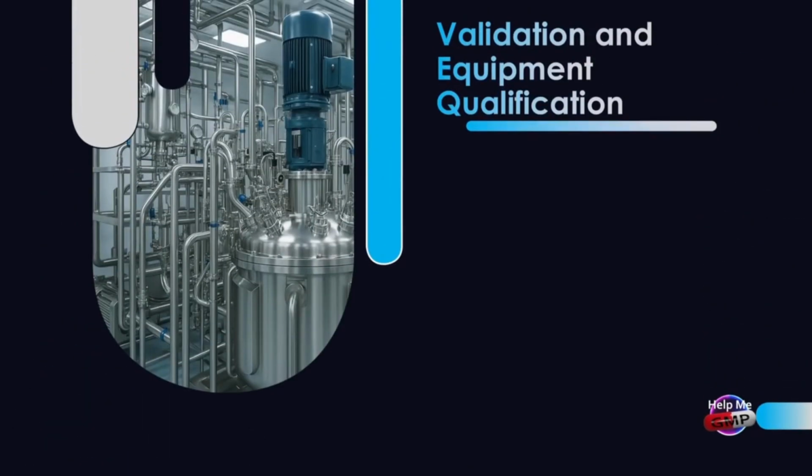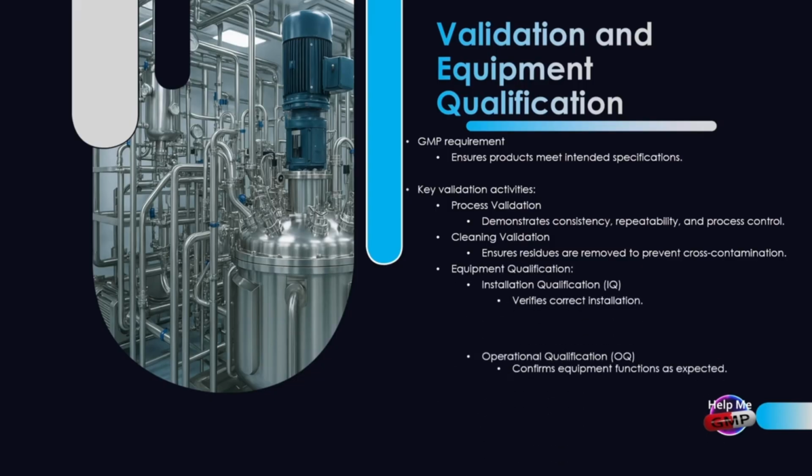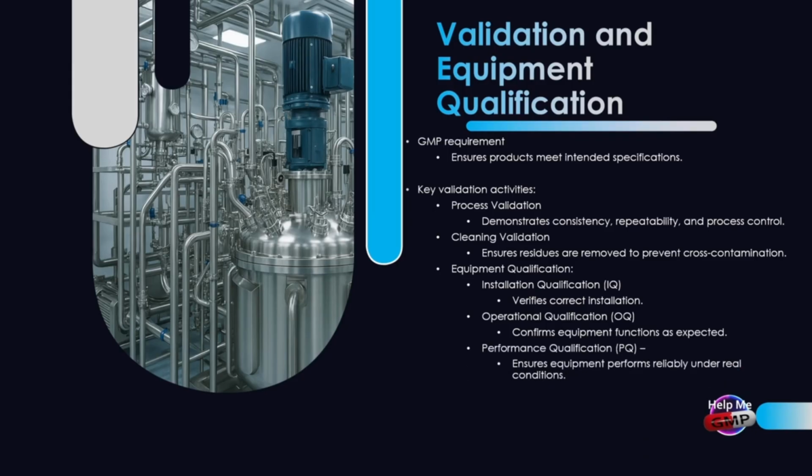To guarantee that products meet their intended specifications, GMP requires process validation and equipment qualification. Process validation ensures that manufacturing processes consistently produce high-quality products by demonstrating repeatability and control. Cleaning validation confirms that cleaning procedures effectively remove residues and prevent cross-contamination. Equipment qualification verifies that equipment is properly installed, operates correctly, and performs as intended under real conditions. These validation activities are critical for maintaining product safety, efficacy, and regulatory compliance.